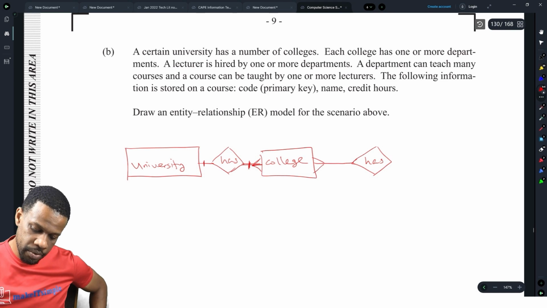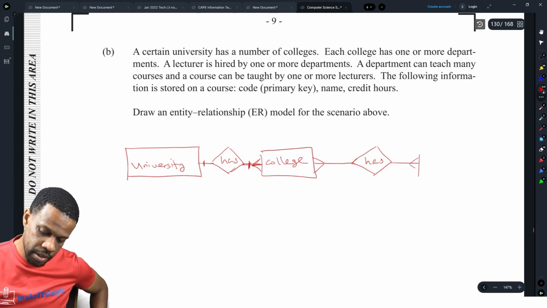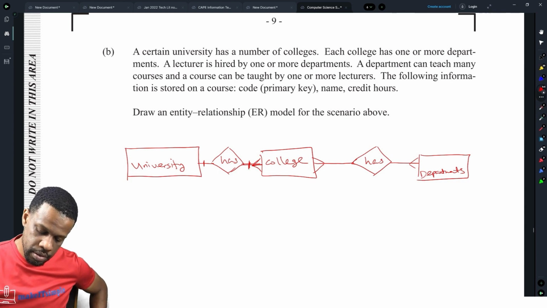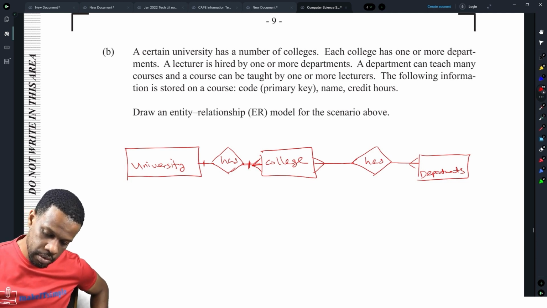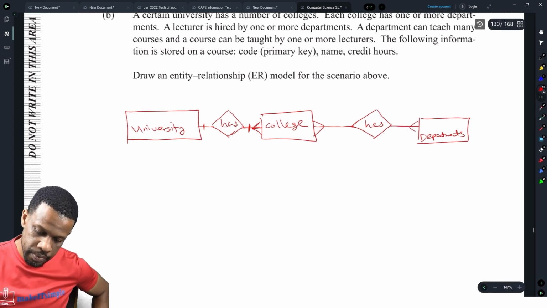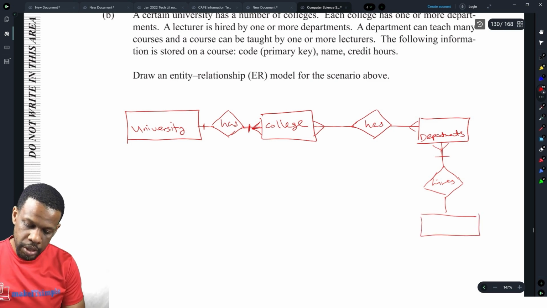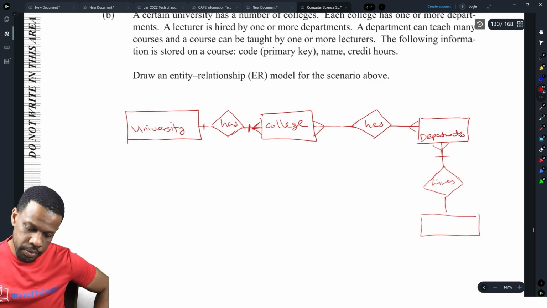A lecturer is hired by one or more departments. So a department hires one or more lecturers, because you can't put plurals in our ERD. They take away marks for that. So a department hires a lecturer. One department hires many lecturers, but they should have one or more. Yeah, that should be one or more there too.